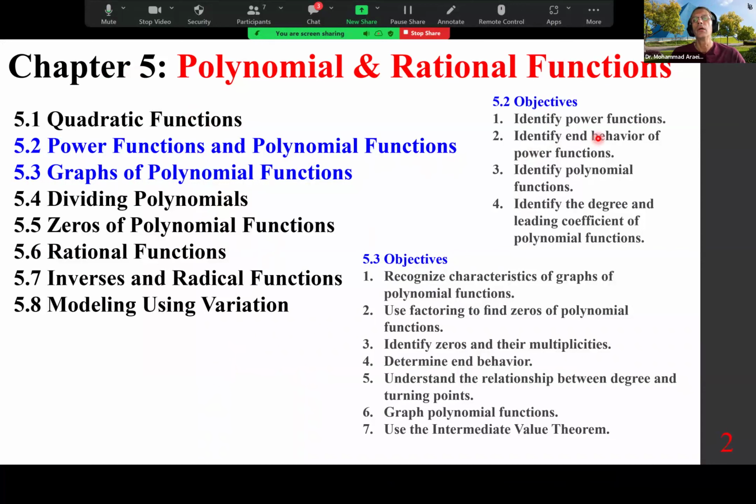The objectives are: identify power functions, identify end behavior of power functions, identify polynomial functions, identify degree and leading coefficient of polynomial functions. Also, recognize characteristics of graphs of polynomial functions, use factoring to find zeros of a polynomial function, identify zeros and their multiplicities, determine end behavior, understand the relationship between degree and turning points, graph polynomial functions, and use the IVT, intermediate value theorem.